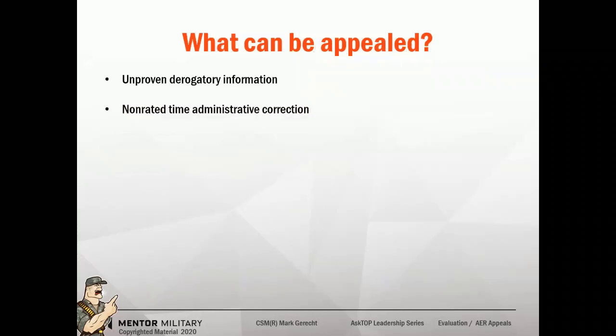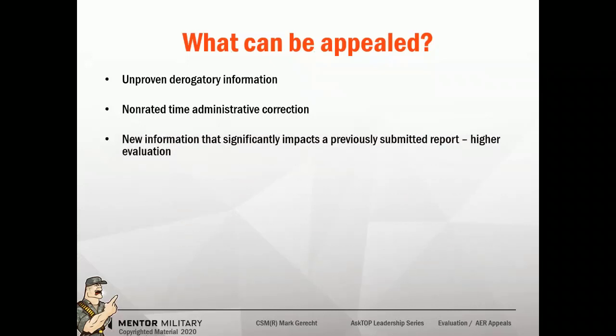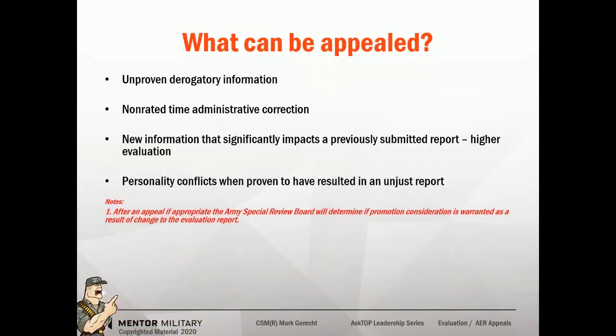What can be appealed? Unproven derogatory information, non-rated time as an administrative corrective action, new information that significantly impacts a previously submitted report that would have resulted in a higher evaluation, personality conflicts when proven to have resulted in an unjust report. Now, here are some notes. After an appeal, if it is appropriate, the Army Special Review Board will determine if promotion consideration is warranted as a result of the change to the evaluation report.